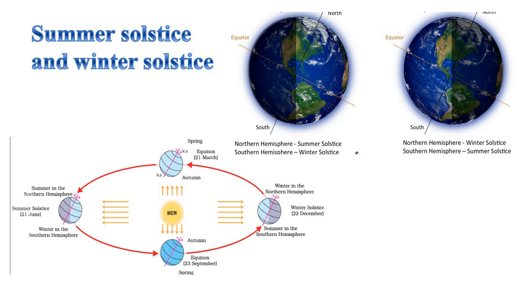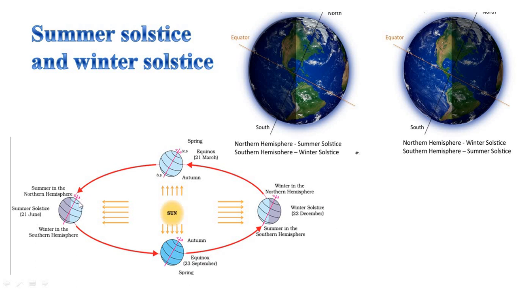When there is summer in the northern hemisphere, sun rays fall directly on the Tropic of Cancer, and that's why there is summer season in the northern hemisphere and winter in the southern hemisphere. When you see the opposite, that means summer in the southern hemisphere and winter in the northern hemisphere, because sun rays fall directly on the Tropic of Capricorn. This is called winter solstice.